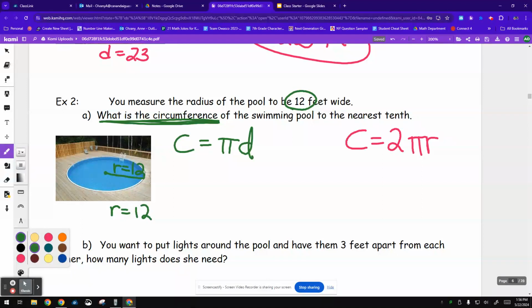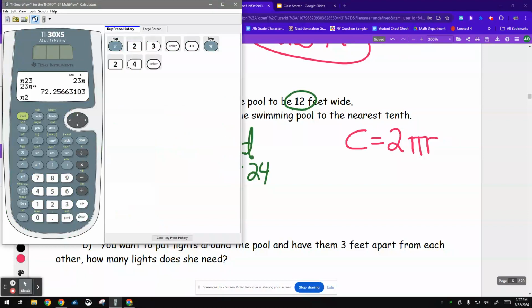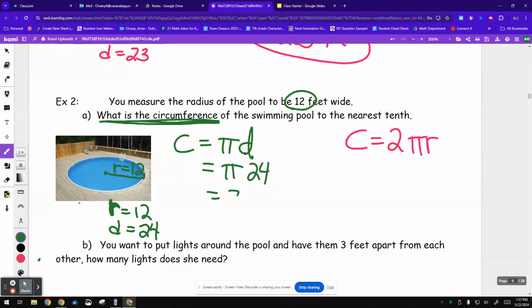All right, circumference of the swimming pool, round to the nearest tenth. Do I know d? I don't, but I do know r. And how many r's make a d? So diameter is 24. And now I can plug that in here. Pi times 24. Double arrow. 75.4 what? Feet.